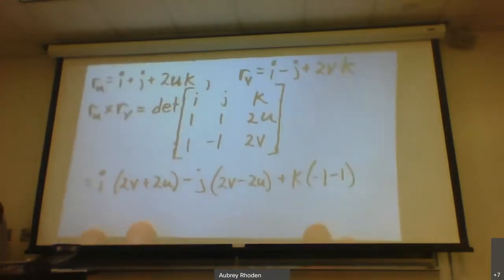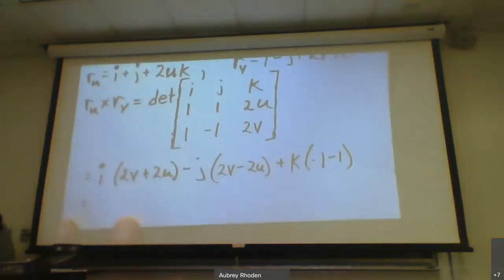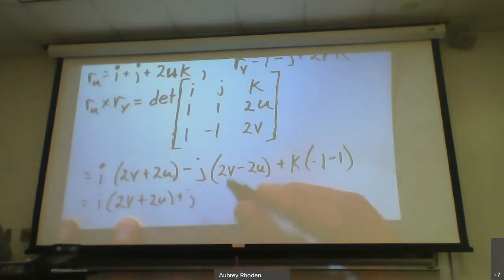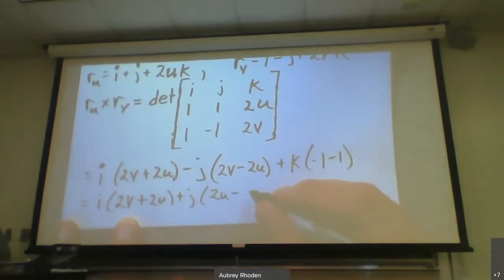Okay, so let's simplify this a little bit. That's going to be i times 2v plus 2u, plus j times 2u minus 2v, and then let's just say k times -2.